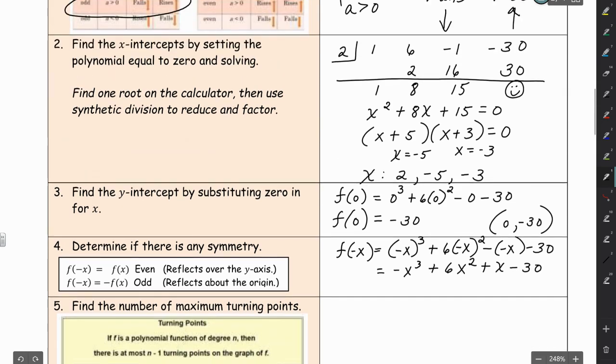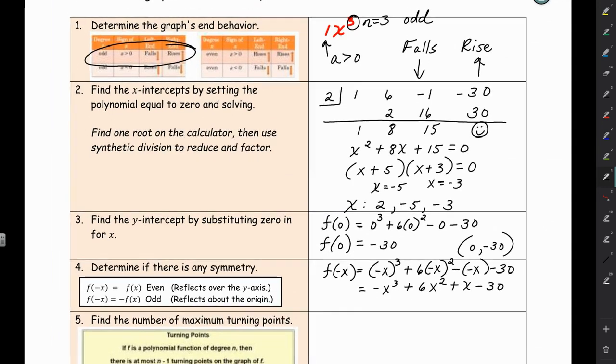Now, if we compare that to our original function, we want to see, did all the terms' signs change or did none of them change? Well, we started here, we had a positive, oh, the sign changed. Then we went here, the sign didn't change. Right away, we know this is neither, because either all of them change and it's odd, or none of them change and it's even. So in this case, we do not have symmetry. So we'll just make a note here, neither.